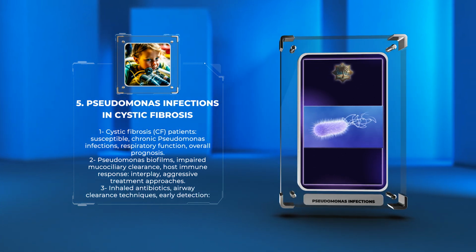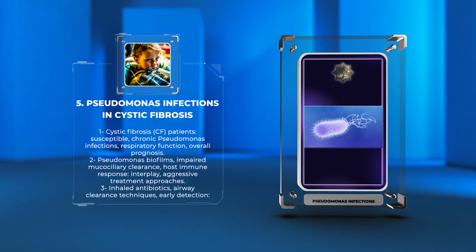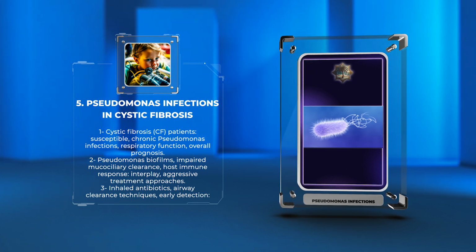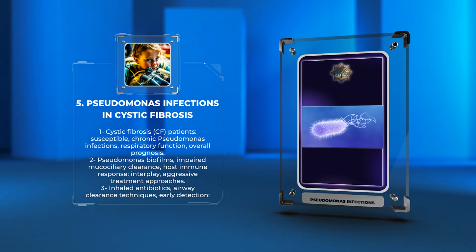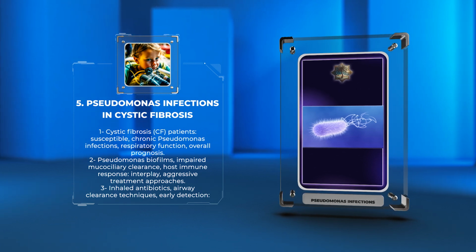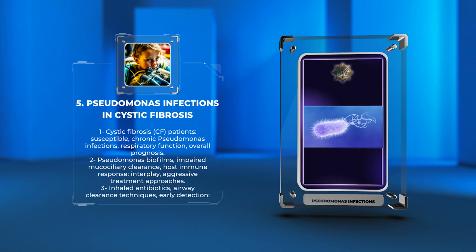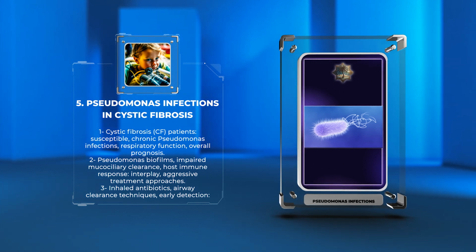Cystic fibrosis, CF, patients are particularly susceptible to chronic Pseudomonas infections, which significantly impact their respiratory function and overall prognosis. The complex interplay between Pseudomonas biofilms, impaired mucociliary clearance, and host immune response necessitates aggressive treatment approaches, including inhaled antibiotics, airway clearance techniques, and early detection through regular surveillance.